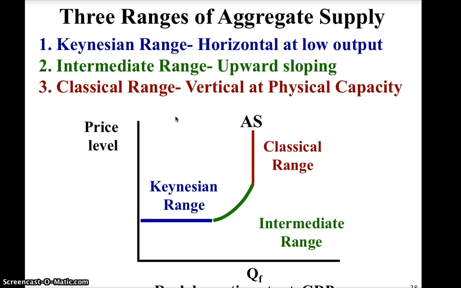And then you have the classical range, which means once you are at full employment, right here, QF, quantity at full employment, if you continue to stimulate aggregate demand, all you're going to see is inflation, because that economy cannot produce more goods because they are already at full employment. So if you give people more money or stimulate the economy in some way, they're just going to be competing with other people for the same amount of goods, which causes inflation.